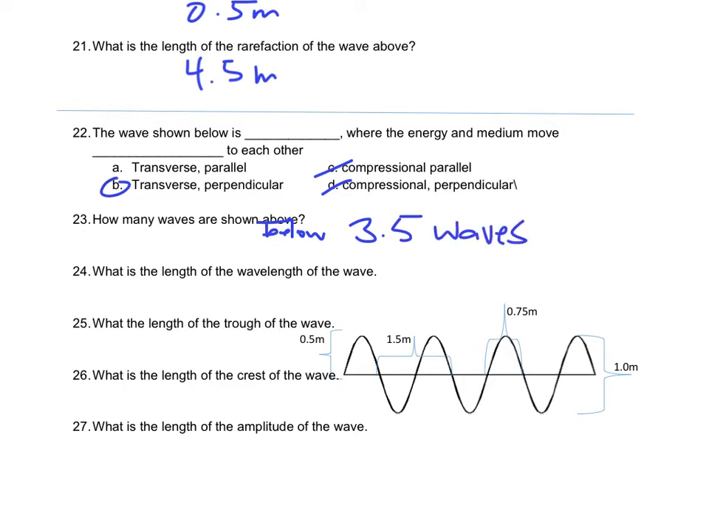Number 24, what is the length of the wave? Okay, so here it's measuring from this point to this point, which is showing me one wavelength, and that is giving me a reading of 1.5 meters.